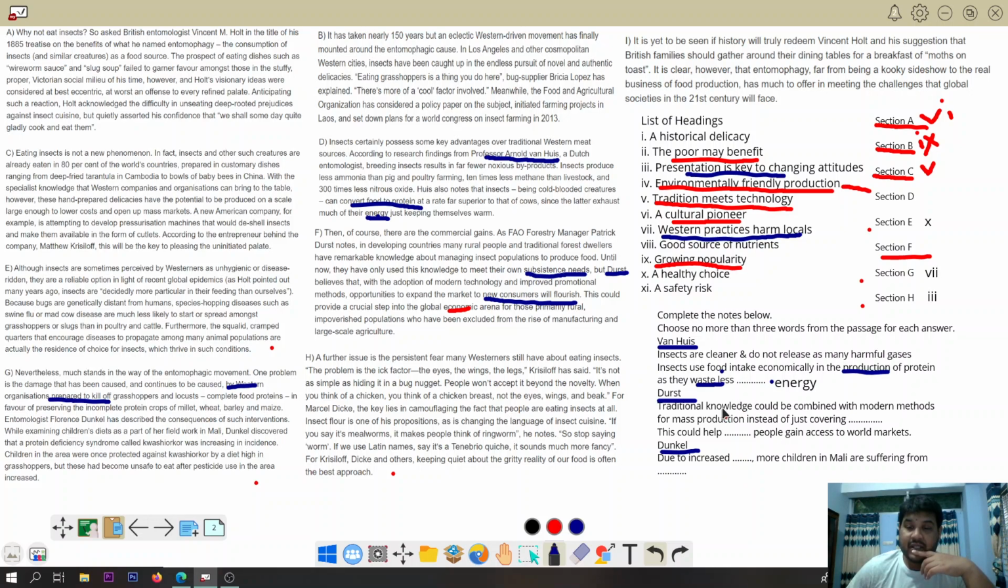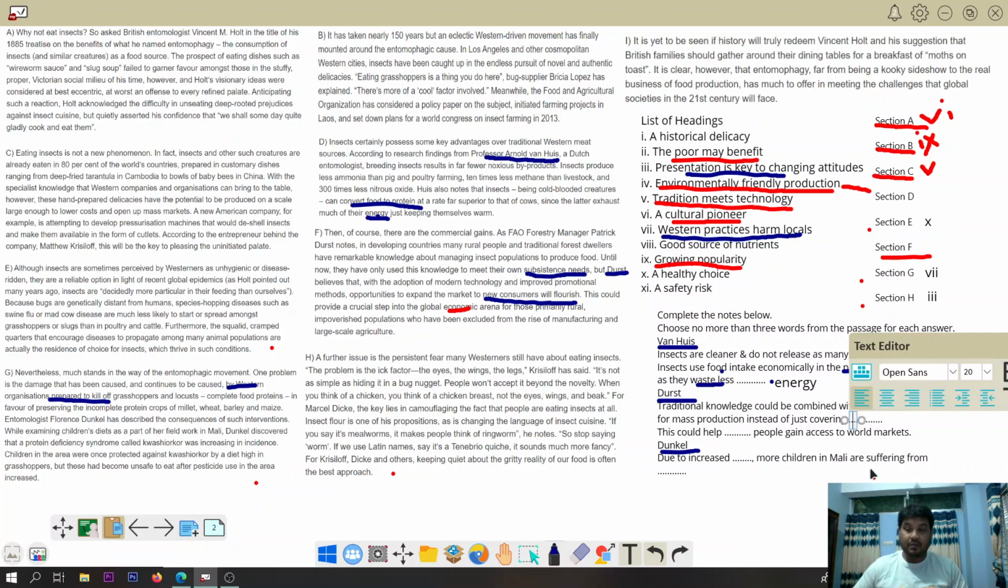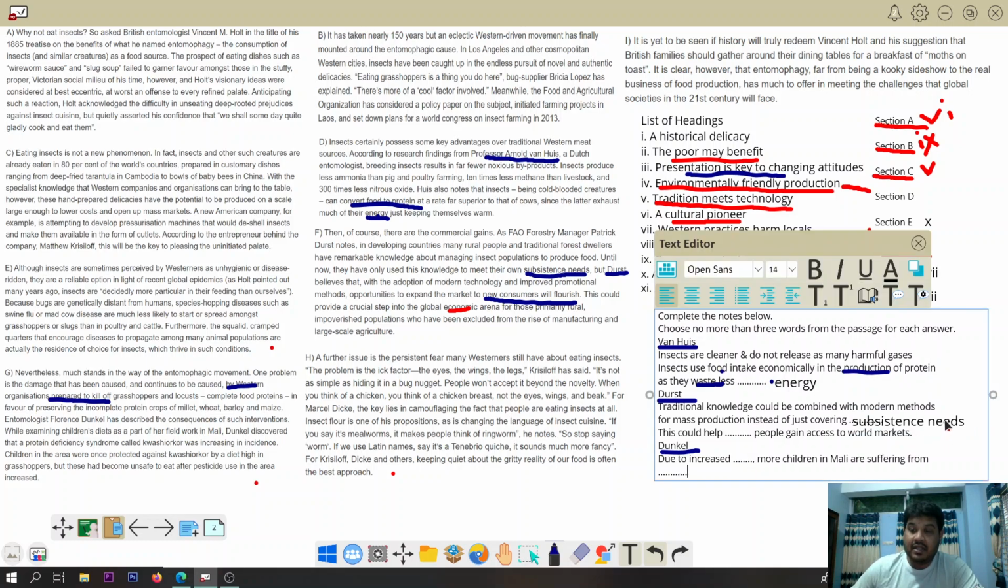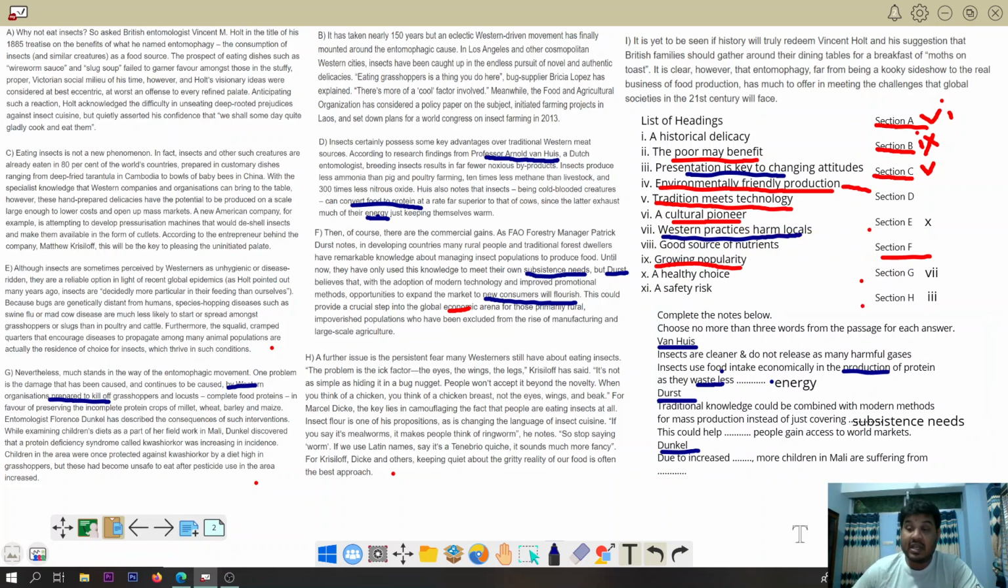So the question says traditional knowledge could be combined with modern methods for mass production instead of... Modern technology can do mass production instead of subsistence needs, which means that they are just doing it for themselves. I mean, feeding for themselves. So subsistence needs. So there you go. That's the answer. So subsistence needs. Now finally we come to Dunkel. Oh sorry, we have one more gap here.